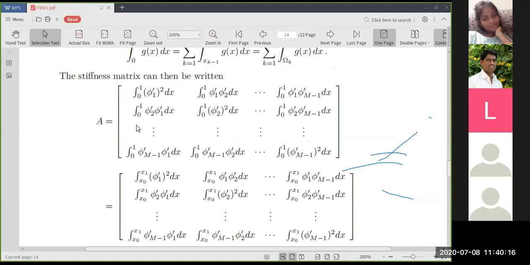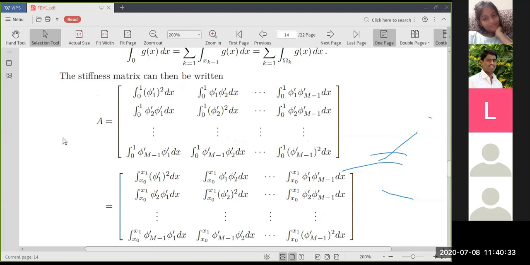So what do we do? You take the matrix, integral 0 to 1. The first entry is phi 1 dash into phi 1 dash, that is phi 1 dash square. The second entry is integral 0 to 1, phi 1 dash into phi 2 dash dx, etc. So likewise you have a matrix.